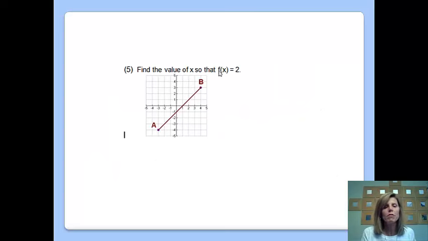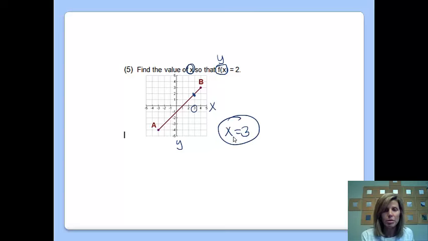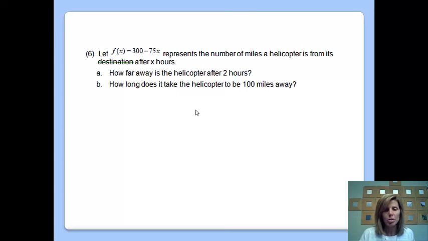Right, number 5, it says to find the value of x so that f of x is equal to 2. So we're looking for the x value, and remember it says look for this so that f of x is equal to 2. F of x is just another way of saying y. So find the x value so that the y value is 2. Well, we know the y is on this axis, and we know x is on the horizontal axis, so I'm going to look for a y value of 2. So I'm going to go up to y equals 2. And I'm just going to come over here. And then it says find the value of x. So what value of x is at that dot? It would be an x value of 3. So x equals 3 when f of x equals 2.